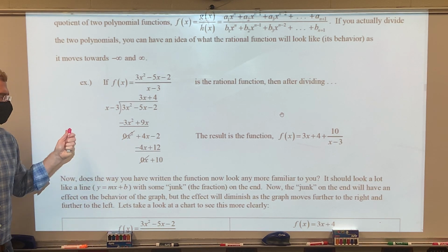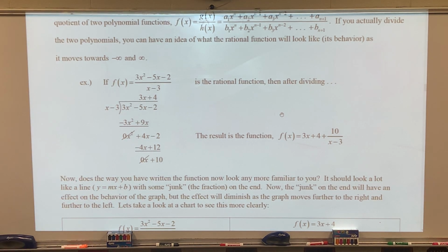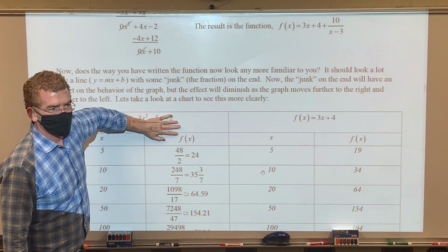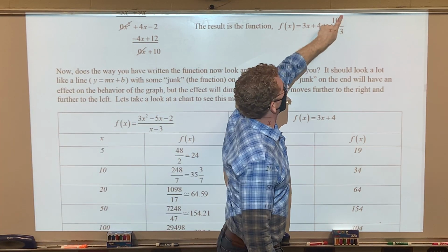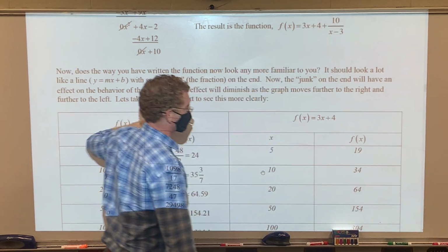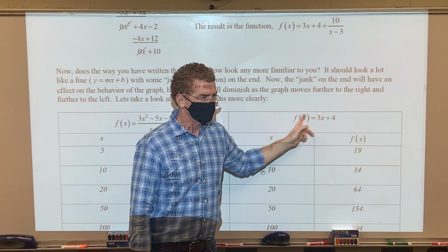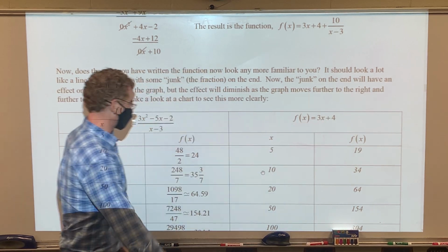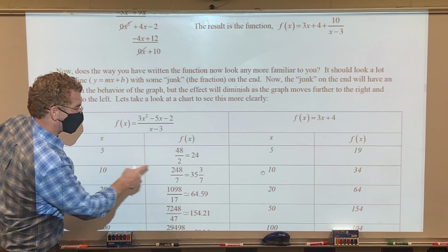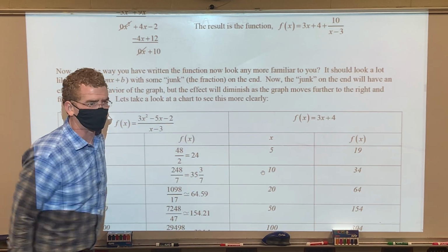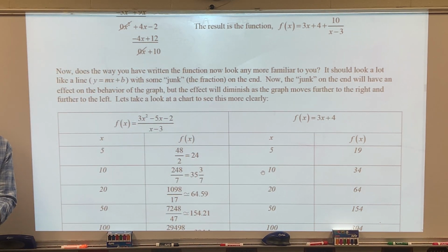So check it out. I'm going to plug values into the original function, which would be the same thing as me doing that because that includes the remainder. That's the same thing as this. But I'm also going to plug values into the slant asymptote, right? This part without the remainder. Now look, plug in the 5. What do I get for each y value? 24 and 19, totally different. 5 units apart. You would never confuse these two at this point.